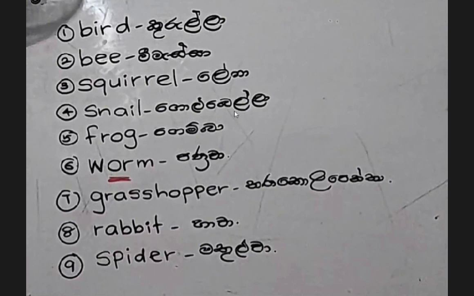And then number 9, spider. Right? There are 9 words. Shall we read these again? Yes, you should follow me. Bird, bee, squirrel, snail, frog, worm, grasshopper, rabbit, spider. Right? Again, bird, bee, squirrel, snail, frog, worm, grasshopper, rabbit and spider.